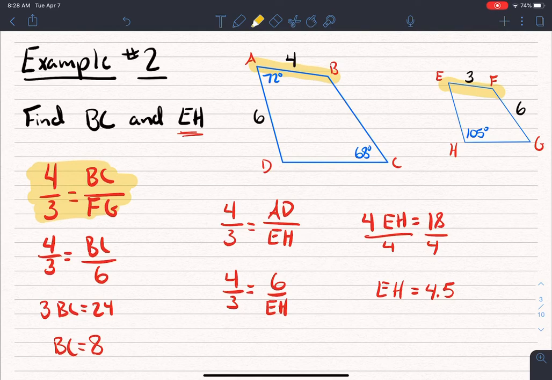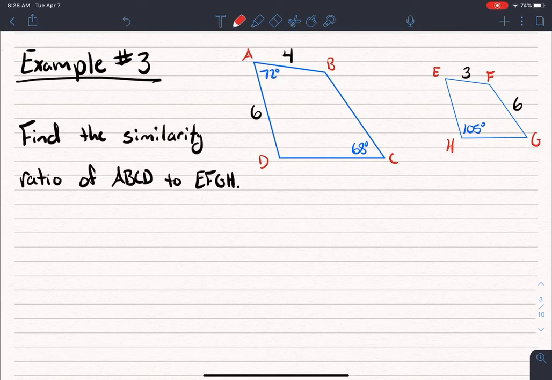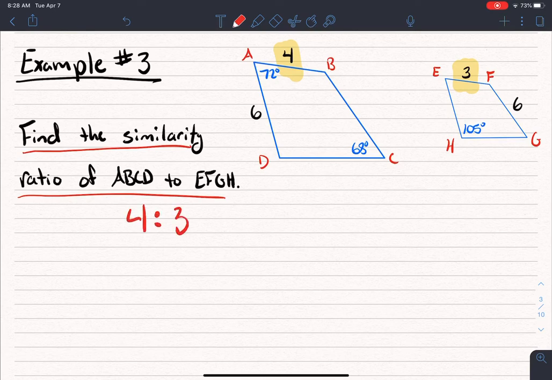All right, last example. Example number three. This is the easiest in the world. It says find the similarity ratio of ABCD to EFGH. And we haven't talked about this idea. What in the world is a similarity ratio? Well, a similarity ratio is just this. It's how big is one compared to the other. And how you figure that out is you just compare two corresponding sides. So the similarity ratio of ABCD to EFGH is 4 to 3.